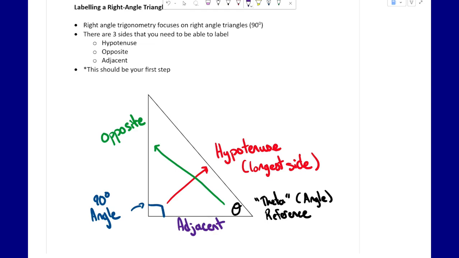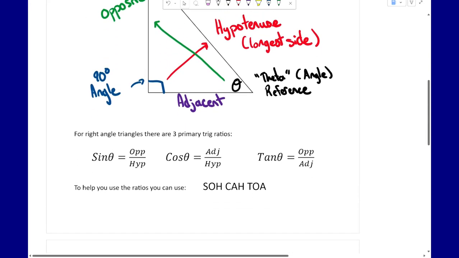Knowing how to label these three sides is very important, and it should always be your first step when using right angle trig, because we need to know what our sides are to help us figure out what trig ratio to use. Now, with right angle triangles, there are three primary trig ratios: sine, cos, and tan, and they use different pairs of sides. For our sine ratio, we have opposite and hypotenuse. For cosine, we have adjacent and hypotenuse, and for tan, we have opposite and adjacent. So for each different ratio, we use a different set of sides.